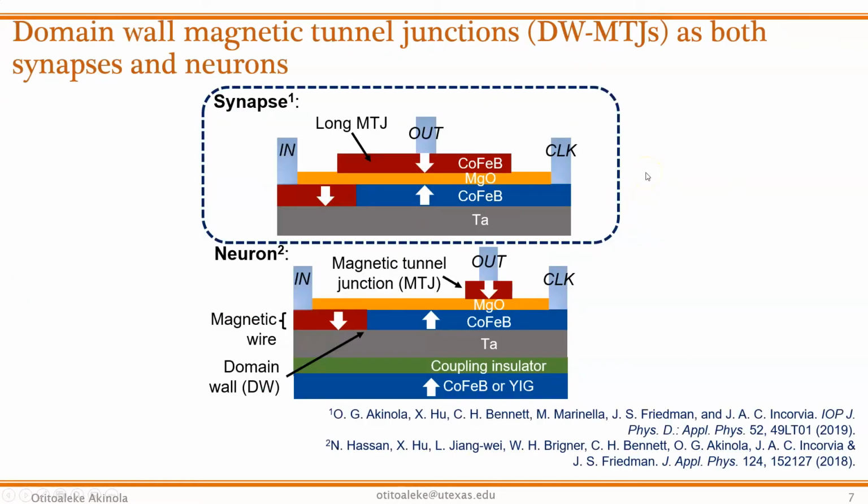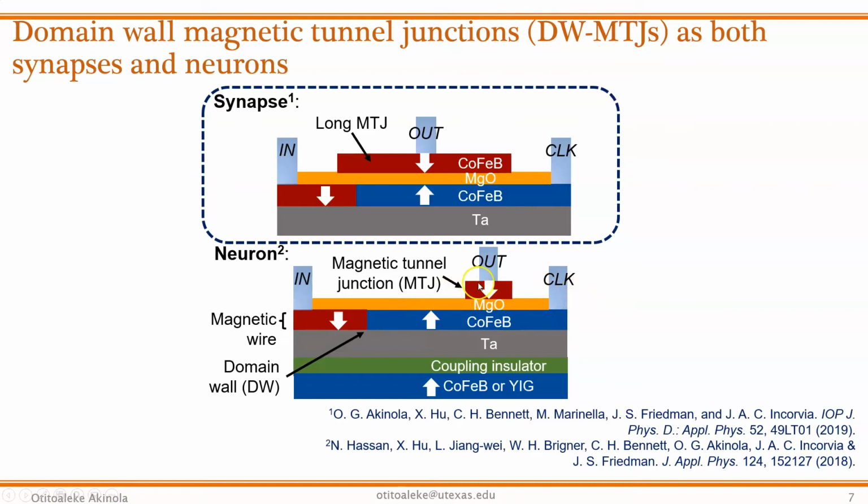And one component that helps us to be able to capture this more accurately is the domain wall magnetic junction. Here we show the domain wall magnetic junction used as a synapse, and below here we show how it's used as a neuron. One thing that's fundamentally different between the two of them is the length of the ferromagnet on top of the tunnel junction. In the synapse, the length of the ferromagnet is longer, whereas for a neuron, the ferromagnet on top of the tunnel junction is shorter and is towards the rear end there.